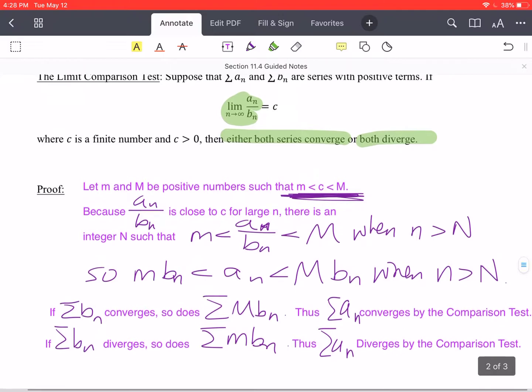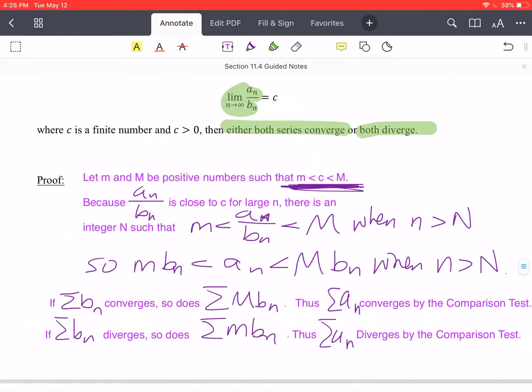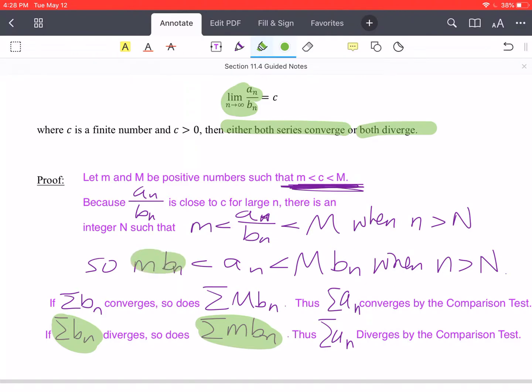So again, if B diverges, then little m times b diverges, right? Because multiplying a constant by that series isn't going to somehow make it not divergent anymore. And if this diverges and our series A is bigger than it, it must also diverge. So if B diverges, so does A. That's what that argument is saying.